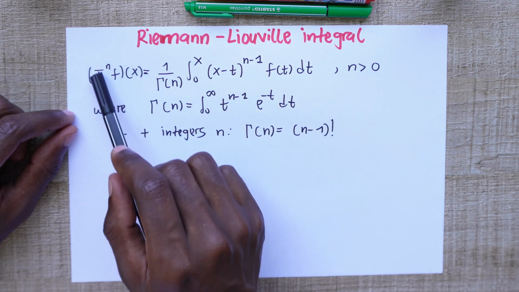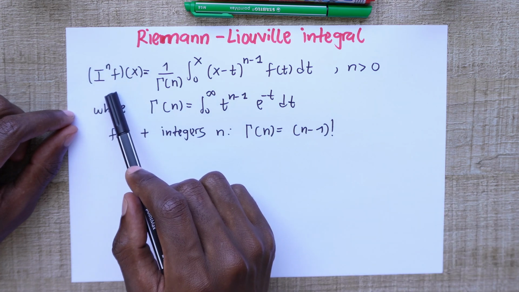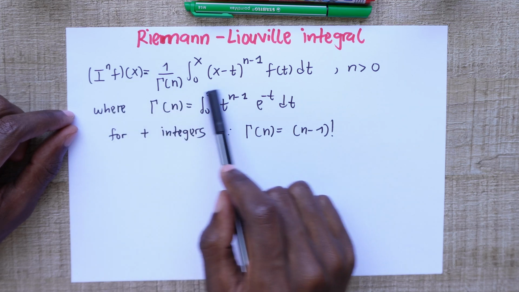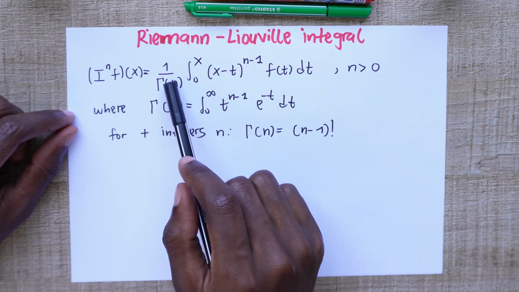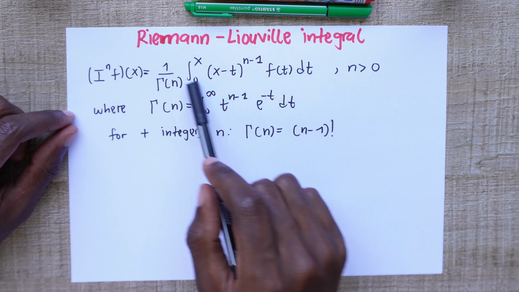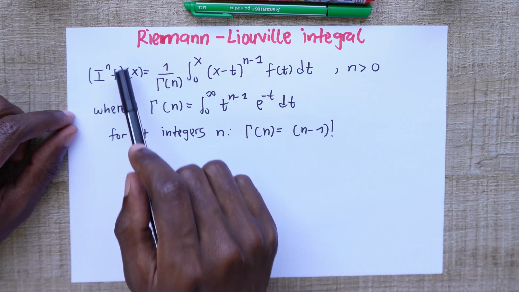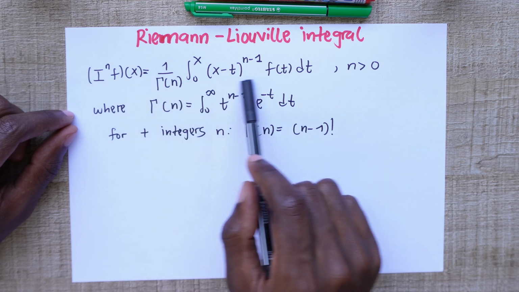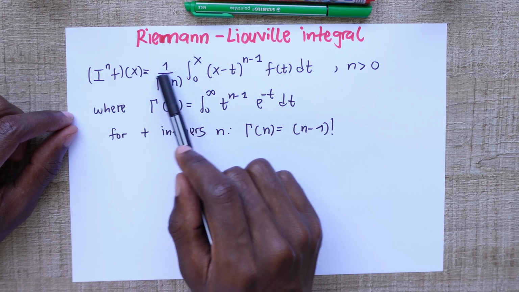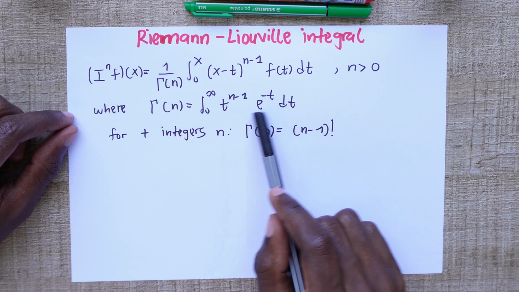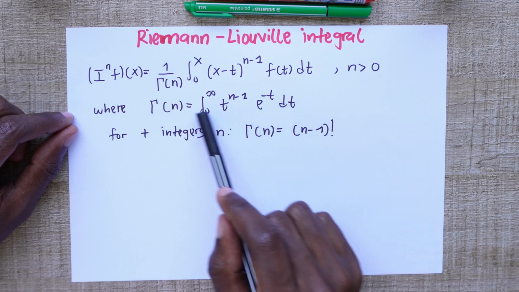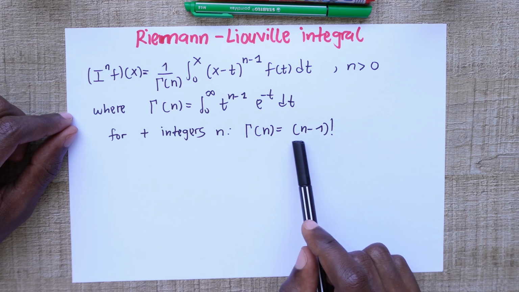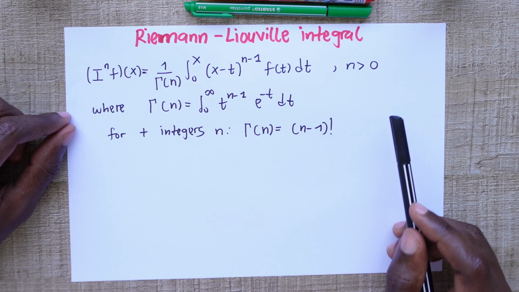On the left, you have I^n f of x, which means the nth integral of the function f. And this is the expression of the Riemann-Liouville integral. Or better still, this is the expression of the repeated integral of a function f to the order n. You can see that this expression contains the gamma function, defined thus, okay? And for positive integers n, we can show that gamma of n is equal to n minus 1 factorial.